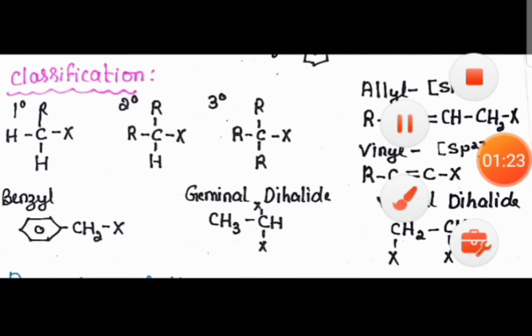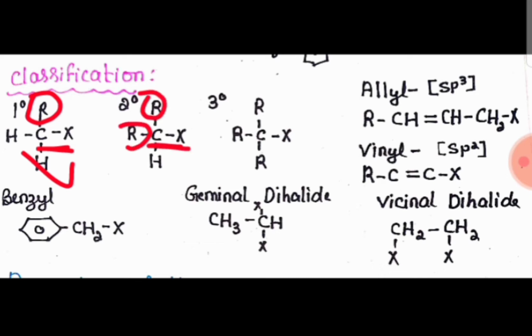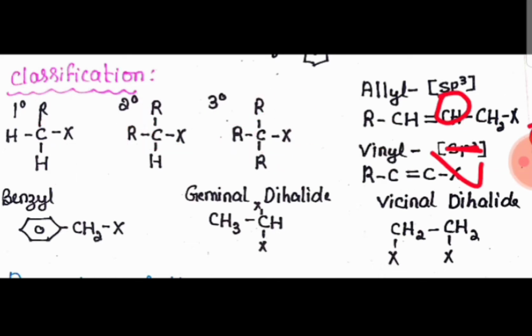Now classification. If the carbon atom having halogen has only one alkyl group, it is considered as primary haloalkane or alkyl halide. If the carbon atom having halogen has two alkyl groups, then it is considered as secondary alkyl halide. And if to the carbon atom having halogen you find three alkyl groups, three R groups, then it is considered as tertiary alkyl halide.